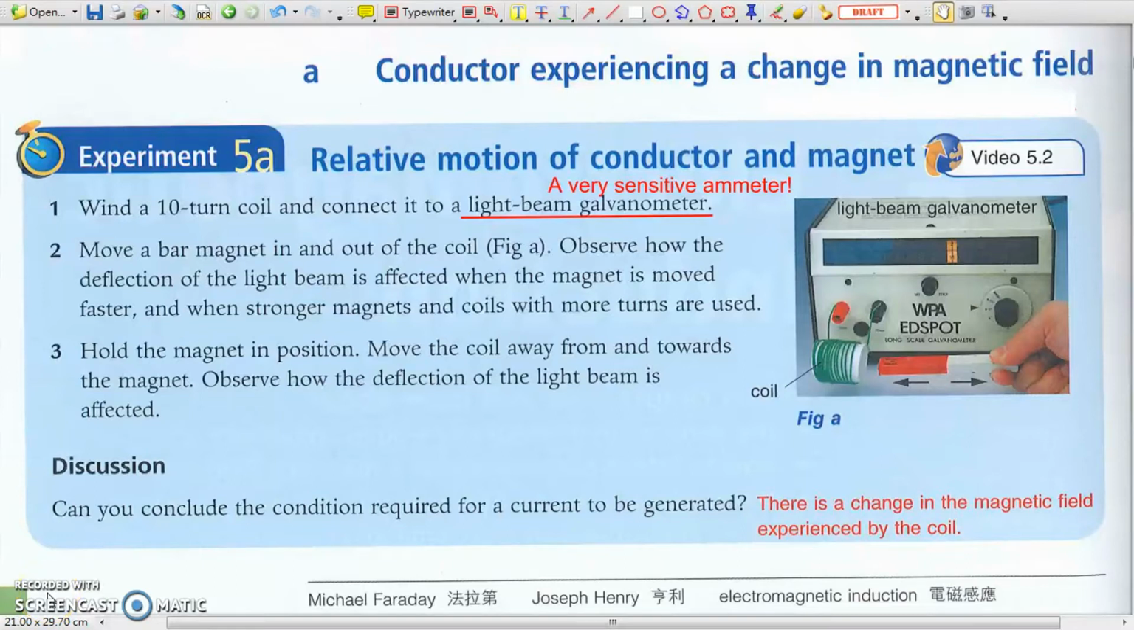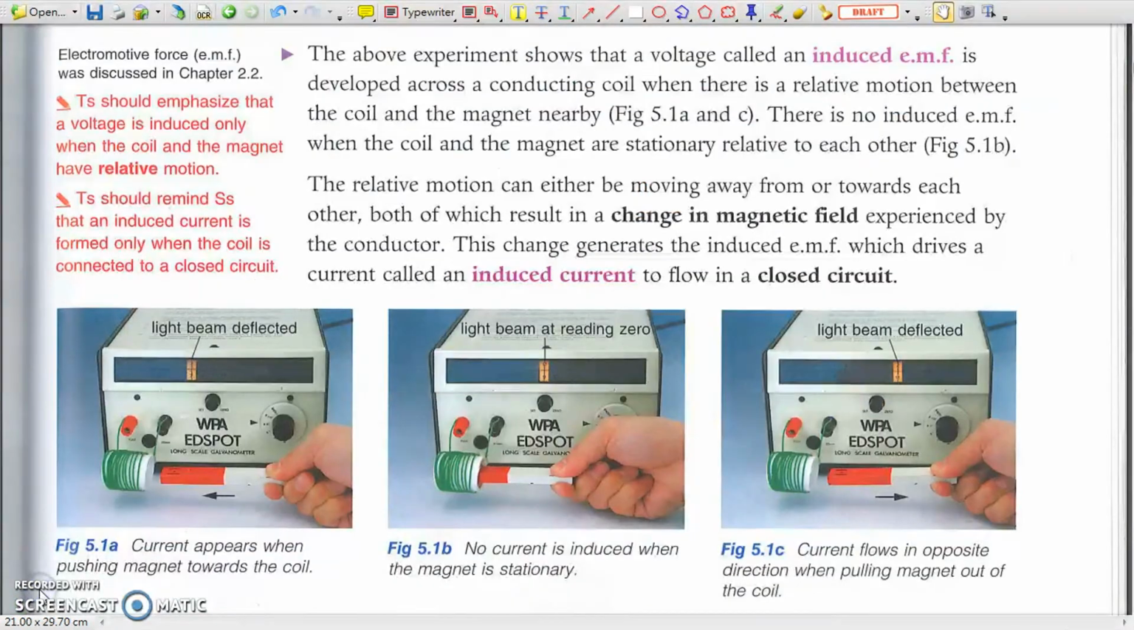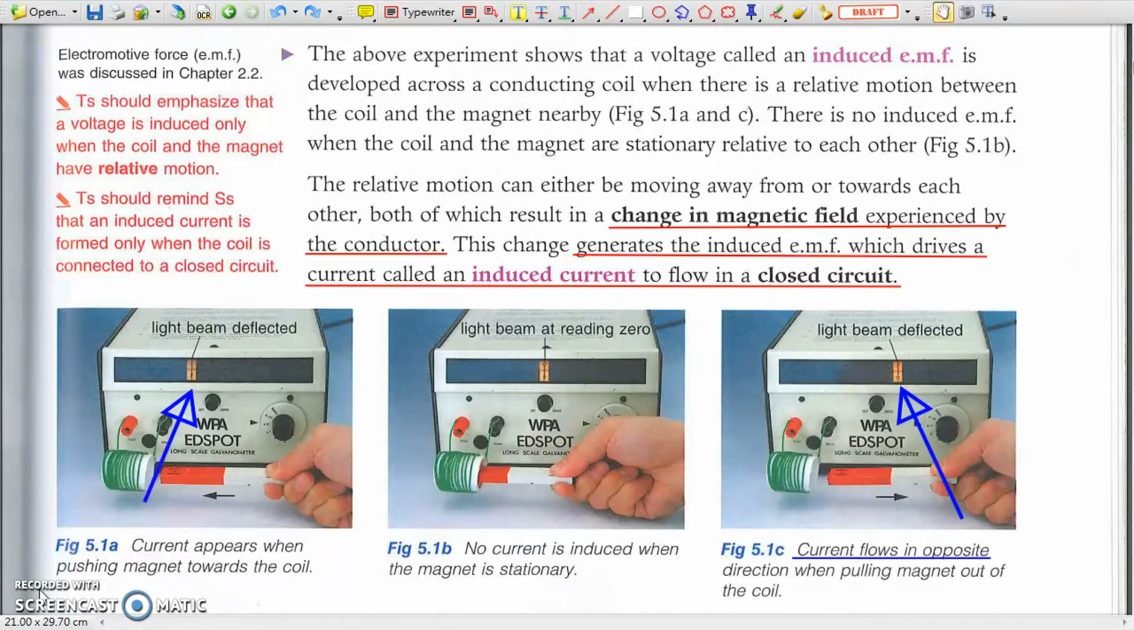So we see that when there is a relative motion between a magnet and a wire, there is an induced current. And the effect is stronger when the motion is faster, the magnet is stronger, or the coil has more turns. In fact, when the conductor experiences a change in magnetic field, a voltage is induced. Such a voltage is called induced EMF. The direction of the induced EMF depends on the change in magnetic field.